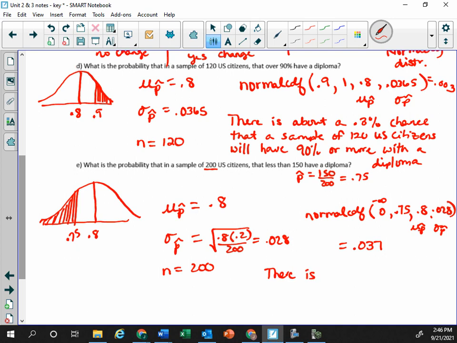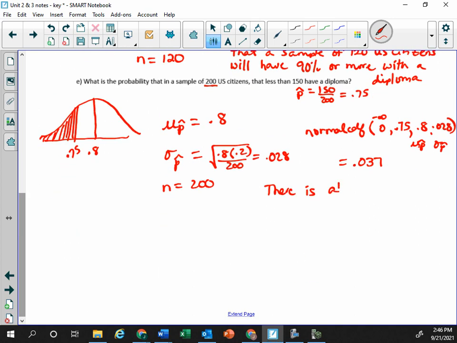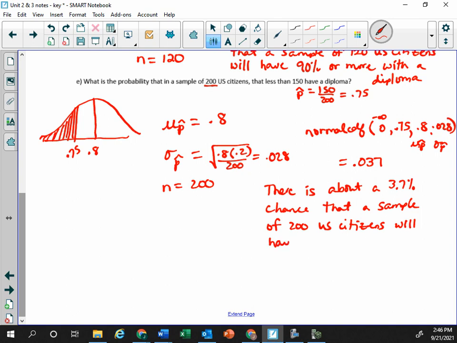So we could say there is about a 3.7% chance that a sample of 200 U.S. citizens, and yeah, we'll figure out what went wrong, guys, in a second, will have less than 150 people with a diploma, okay?